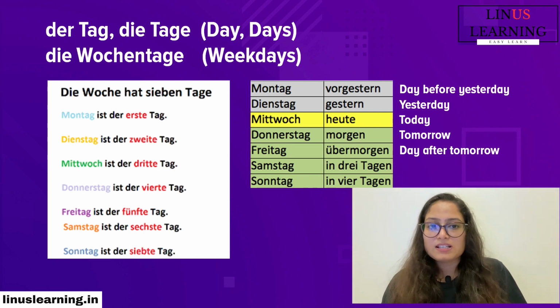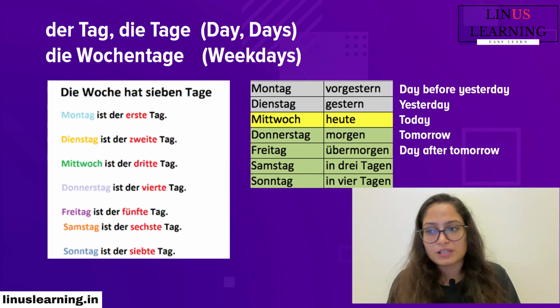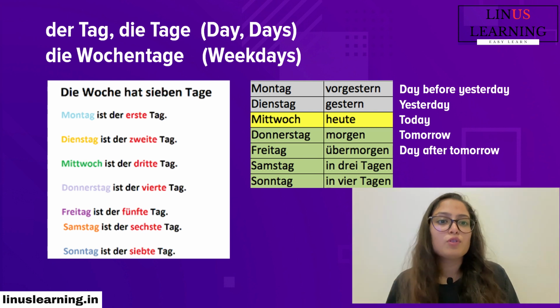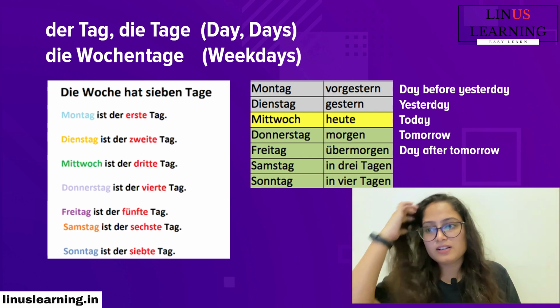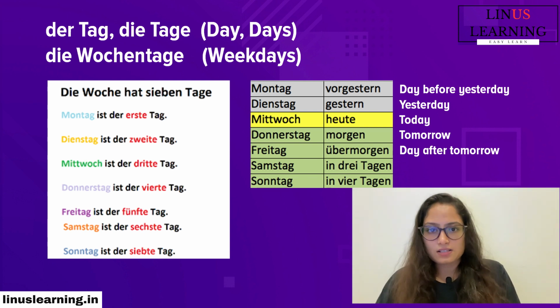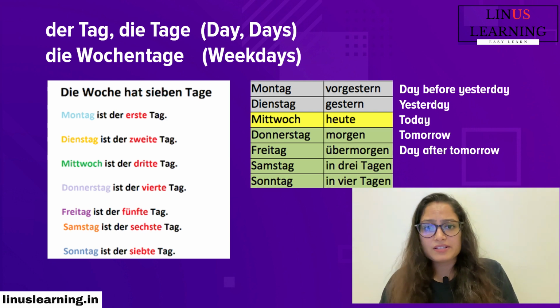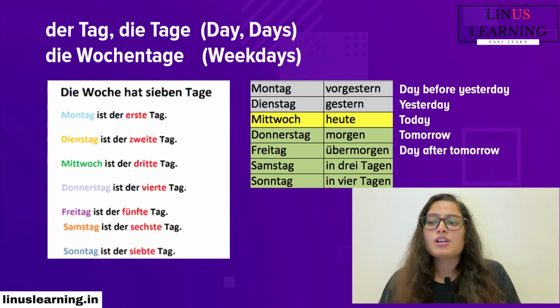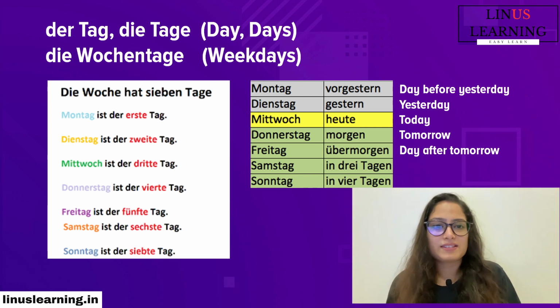Then Donnerstag ist der vierte Tag. Thursday is the fourth day. Freitag ist der fünfte Tag. Friday is the fifth day. Samstag ist der sechste Tag. Saturday is the sixth day. Sonntag ist der siebte Tag. Sunday is the seventh day.